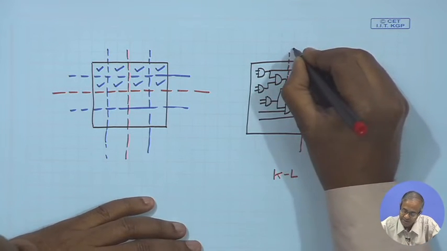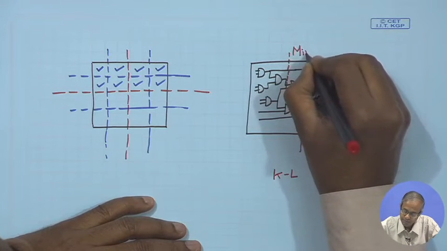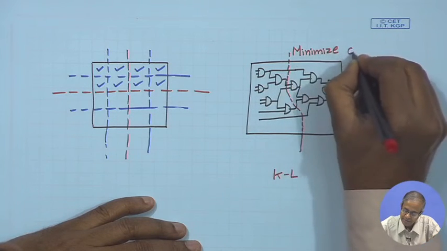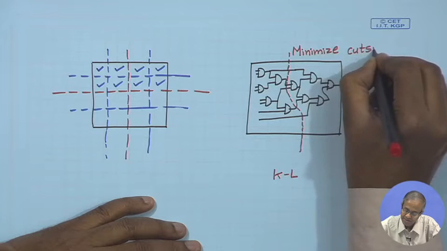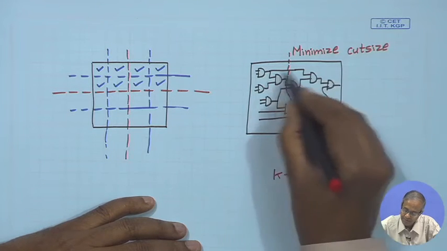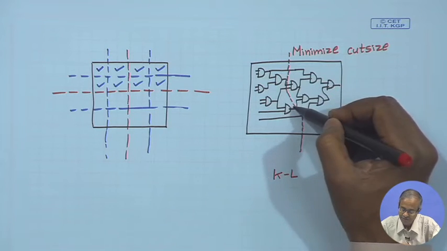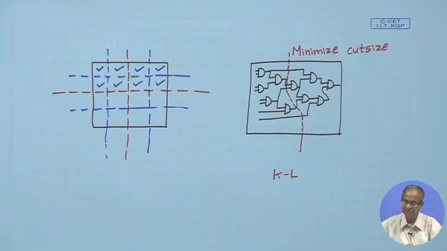So my objective is to minimize the cut size, the number of lines which are cutting. Now, in this case it is 1, 2, 3, 4, 5 lines are cutting. So, cut size is 5.